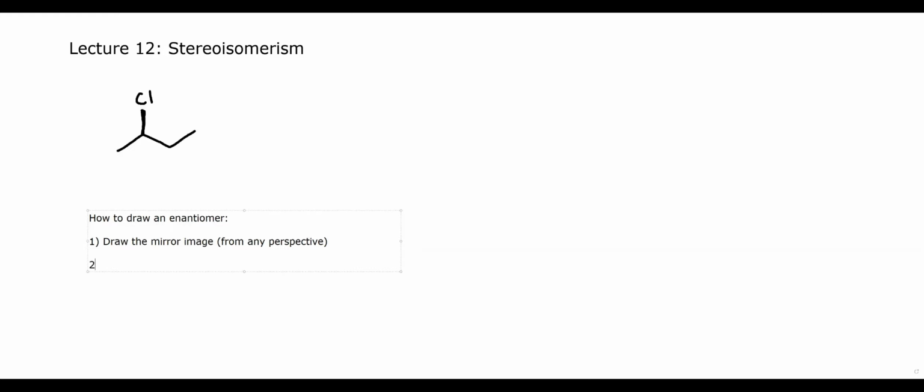The other way you can do it is simply change all the wedges to hashes and all the hashes to wedges. It is important, however, to keep the rest of the molecule the same.